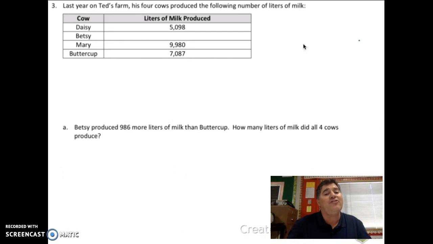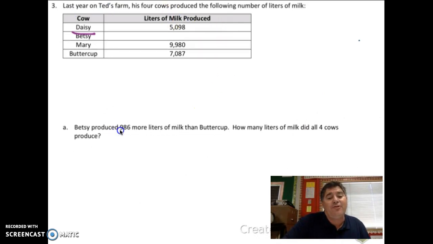It says, last year on Ted's farm, his 4 cows produced the following numbers of liters of milk. So Daisy had 5,098 liters. Betsy, we don't know. Mary had 9,980. And Buttercup had 7,087 liters of milk. Love those names. Don't you like those? All right, so I'll bet you we're going to be trying to find out what this is. Let's see what the question is.